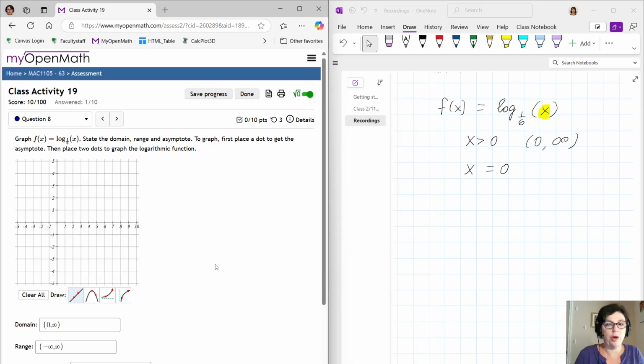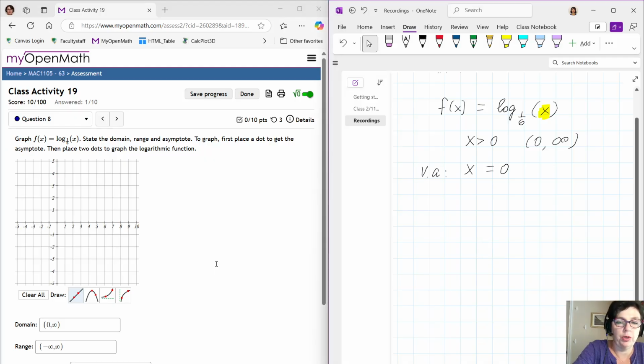Now I need to graph. In order to graph the log, what I need is the asymptote, which I already have, which is the vertical asymptote x equals 0. But I also need a table. And in the table of values, I just need basically 2 points. If I can get 2 points with integer coordinates, then I can graph. Okay, so the first thing I'm going to do is try to plug in 1.